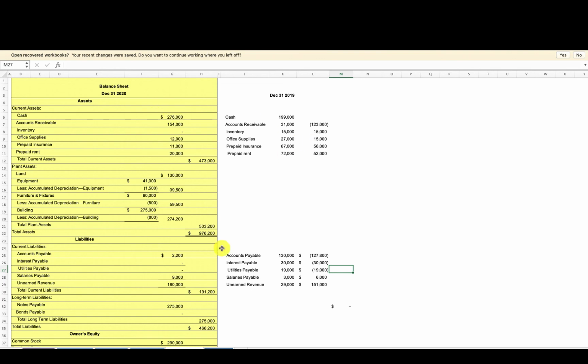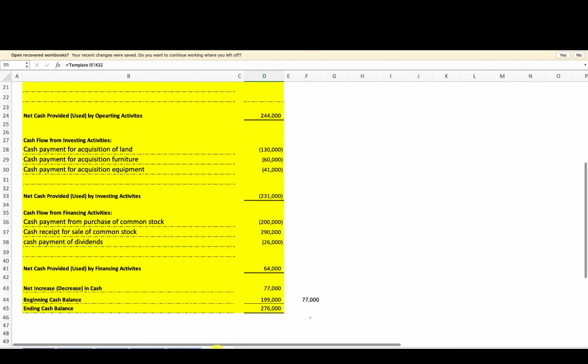So the difference between these two should be the net change in cash, right? The net increase or decrease in cash. So beginning cash balance is $199. Ending cash balance is $276. The difference between these two is $77. I have a formula in here that checks this $77. Well, what was my net increase or decrease in cash? It was also $77, so I know I did it right.